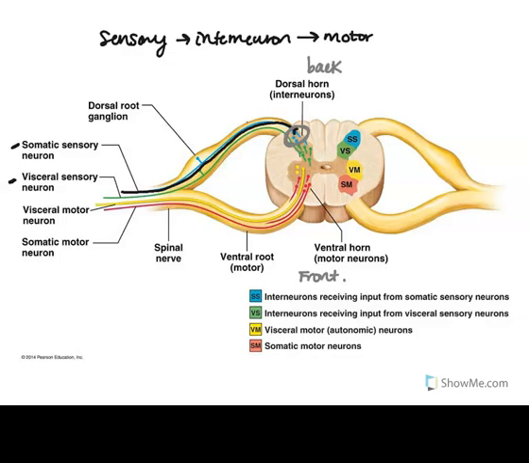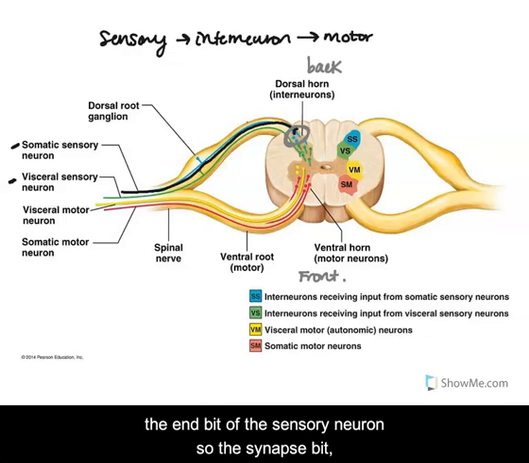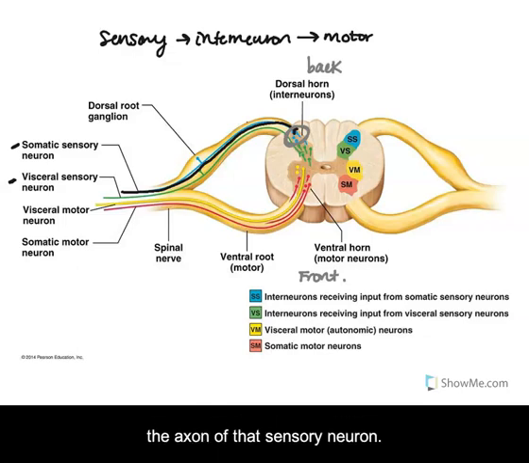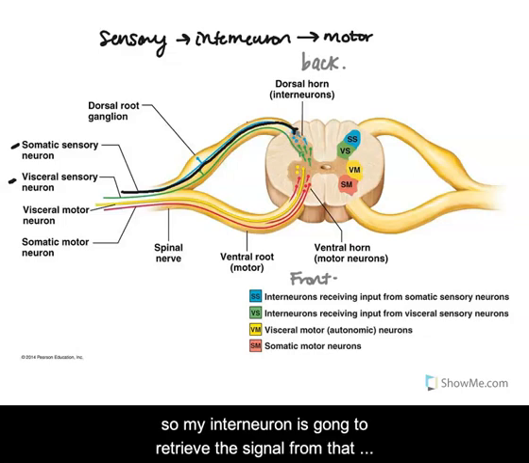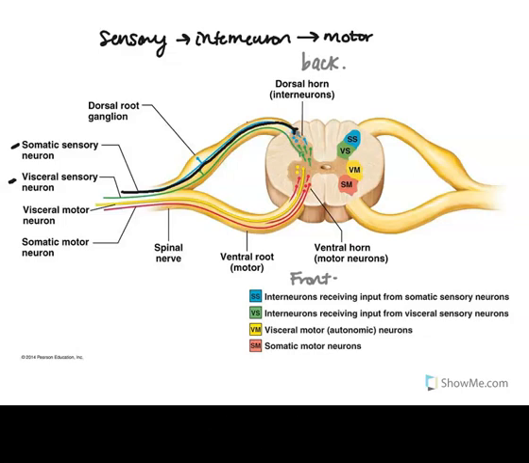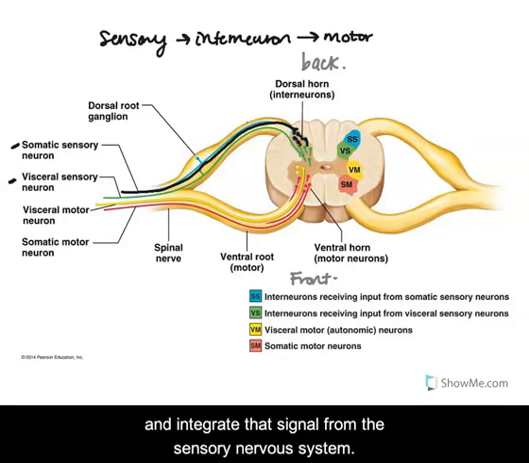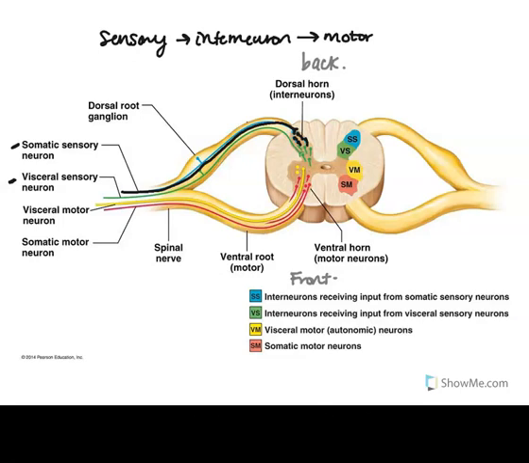The dorsal horn then is going to hold the end bit of the sensory neuron, so the synapse bit, an axon of that sensory neuron. My interneuron is going to retrieve the signal from that sensory neuron. There's my interneuron there. There's another one. We actually have many in the dorsal horn. They're going to retrieve, process, and integrate that signal from the sensory nervous system.